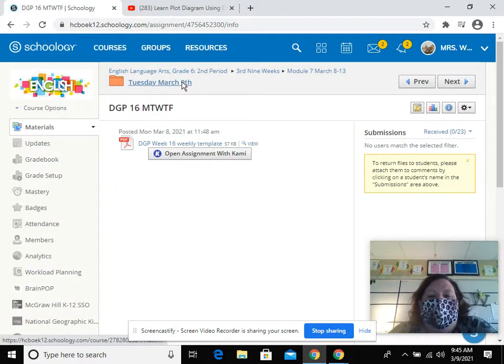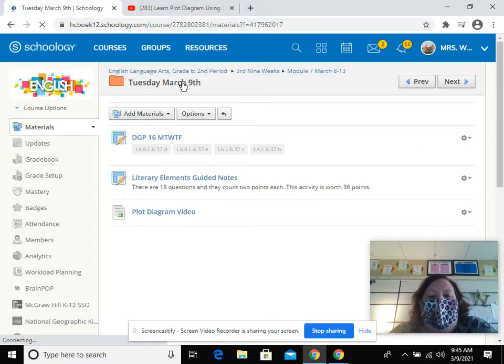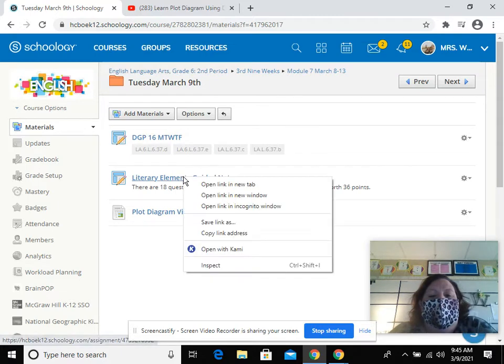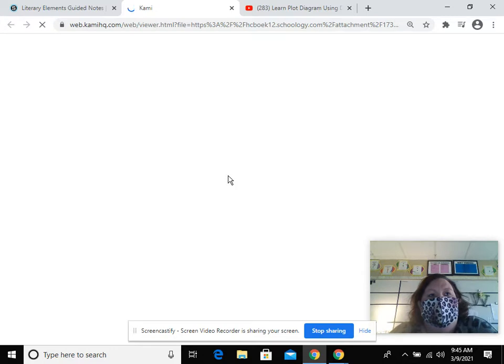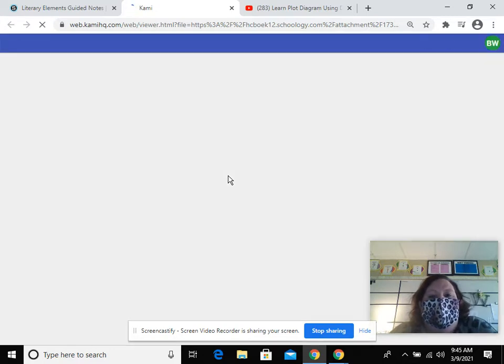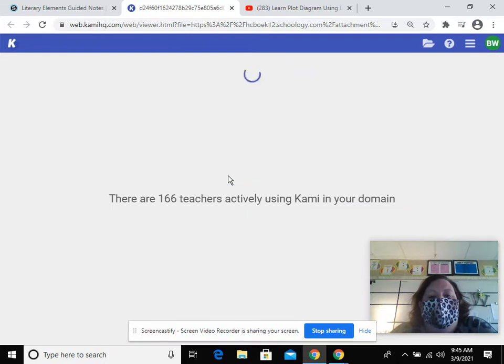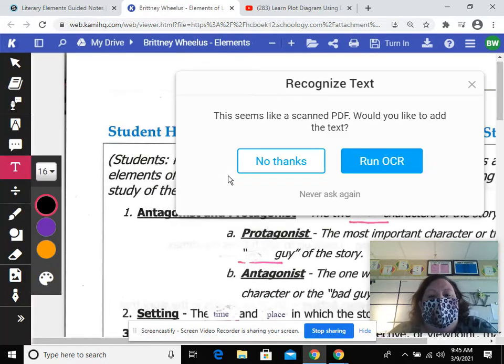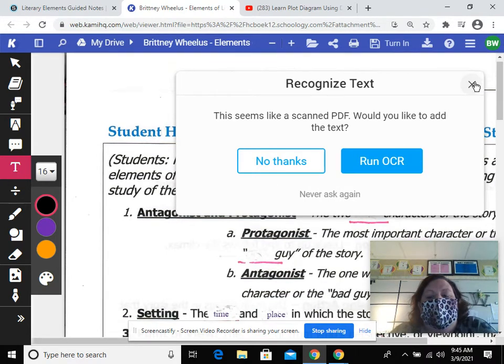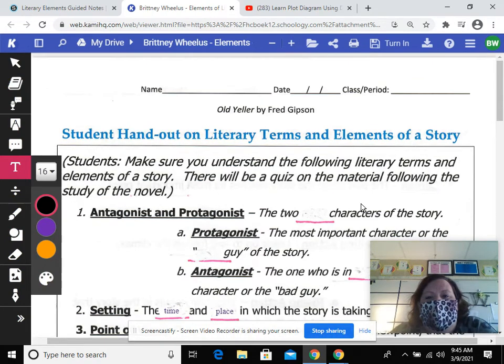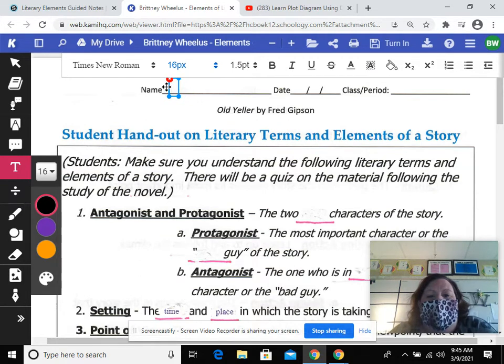All right, so I want you to go back to Tuesday, March the 9th, and open up Literary Elements Guided Notes, and open the assignment with Cami. What you're going to notice about this handout: go ahead and type in your name at the top.